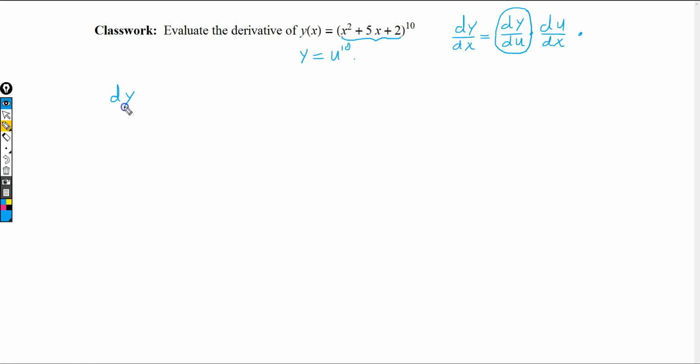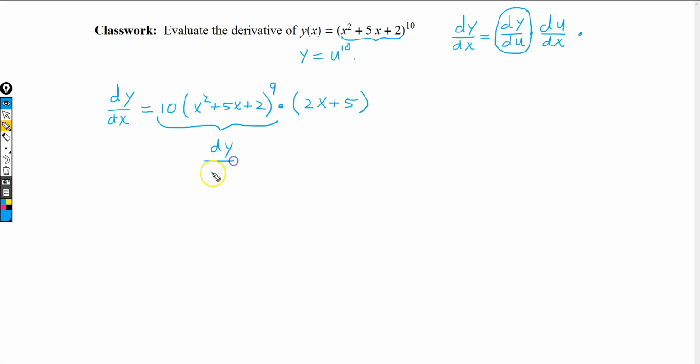So dy/dx is going to be the derivative of this with respect to the inside, which is u, so that will be 10. Okay, so here is dy/du times du/dx. And there is your answer. Just note that this part right here is our dy/du, and this part right here is the du/dx. And that's all you have to do. Let's take a look at another example.